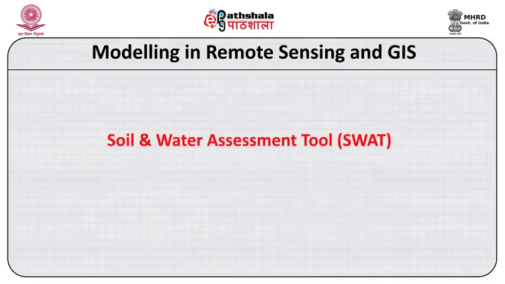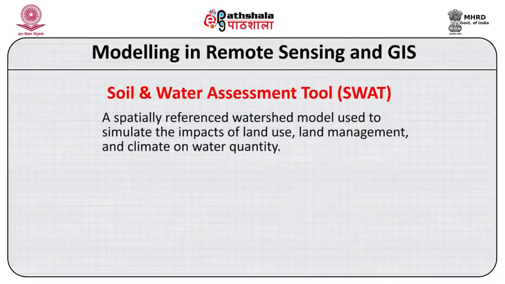The present example is from the Soil and Water Assessment Tool, which we call SWAT. The Soil and Water Assessment Tool is a spatially referenced watershed model used to simulate the impacts of land use, land management and climate on water quantity and quality. This graphic illustrates the general process associated with developing and applying SWAT models. SWAT requires the following information as input files and provides results in the form of output files as mentioned below.